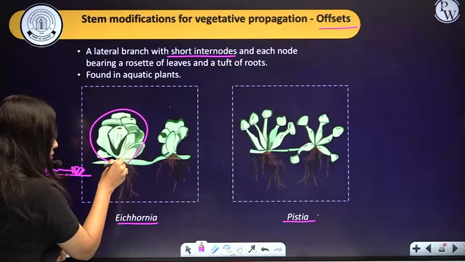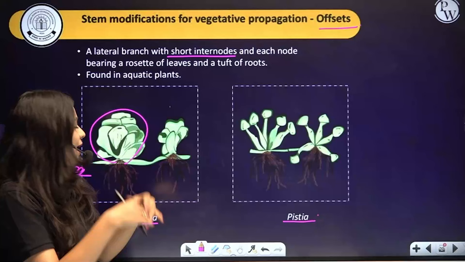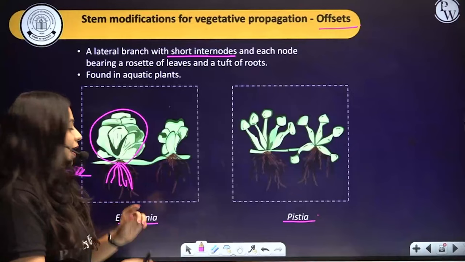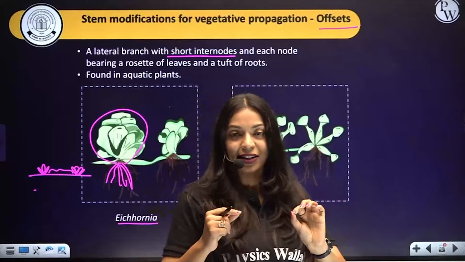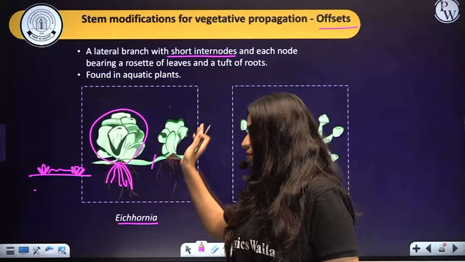I already said these are aquatic plants, right? So these are found growing in water bodies. So above the surface of water you can find a beautiful tuft of leaves, and below that, you can find a rosette of leaves, and below that you can find a tuft of roots. And this is the story at each node. At each node above the surface, you can find a rosette of leaves, and below the surface, you can see a tuft of roots. Over here again, if this gets damaged or broken, it helps in vegetative propagation. Is that clear? I hope it is.